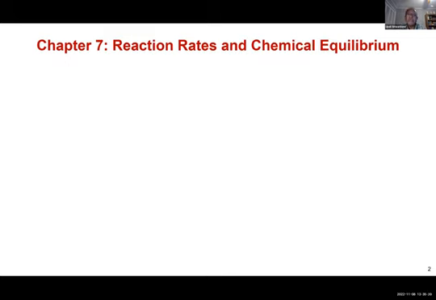Chapter 7 is on reaction rates and chemical equilibrium. These are 2 separate topics. Reaction rates deal with how fast reactions are complete. Some reactions take shorter times, some take days, and some will take months or years. So we need to improve products or complete reactions in a reasonable time. Reaction rates deal with that.